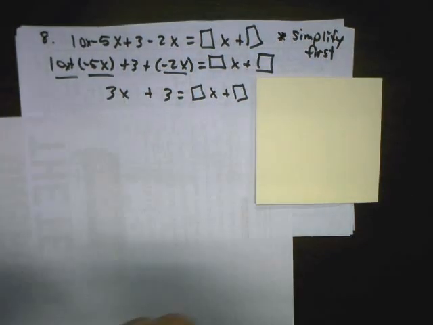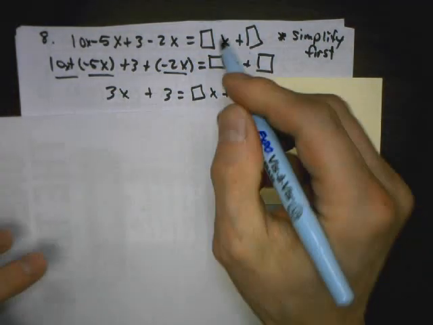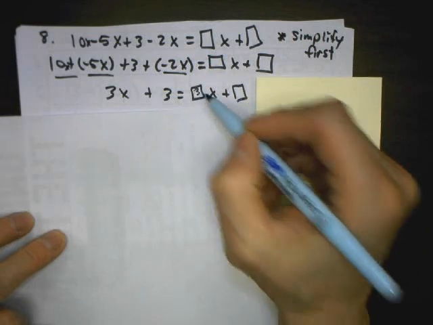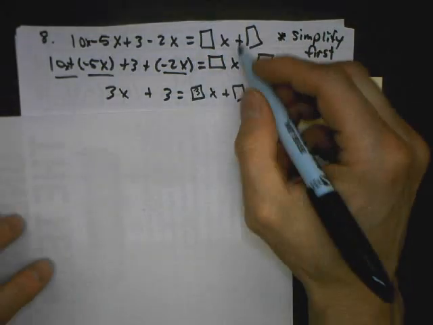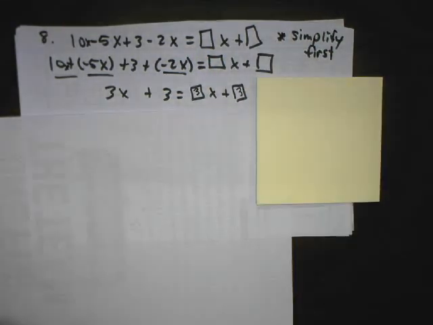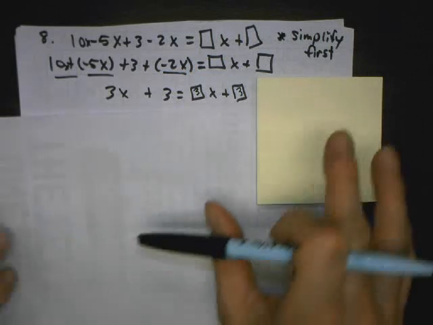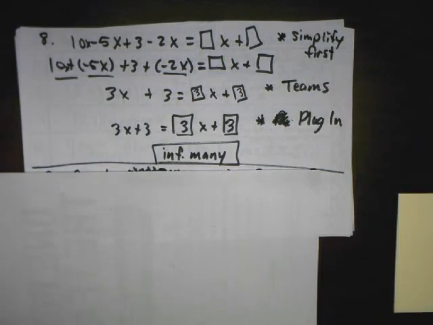So now this is what the question said. They said, if you put a 3 right here, and you put a 3 right here, how many solutions are there? Well, if you look at that, they're the same thing on both sides. That's infinitely many solutions. Okay, so we just plug it in at that point.